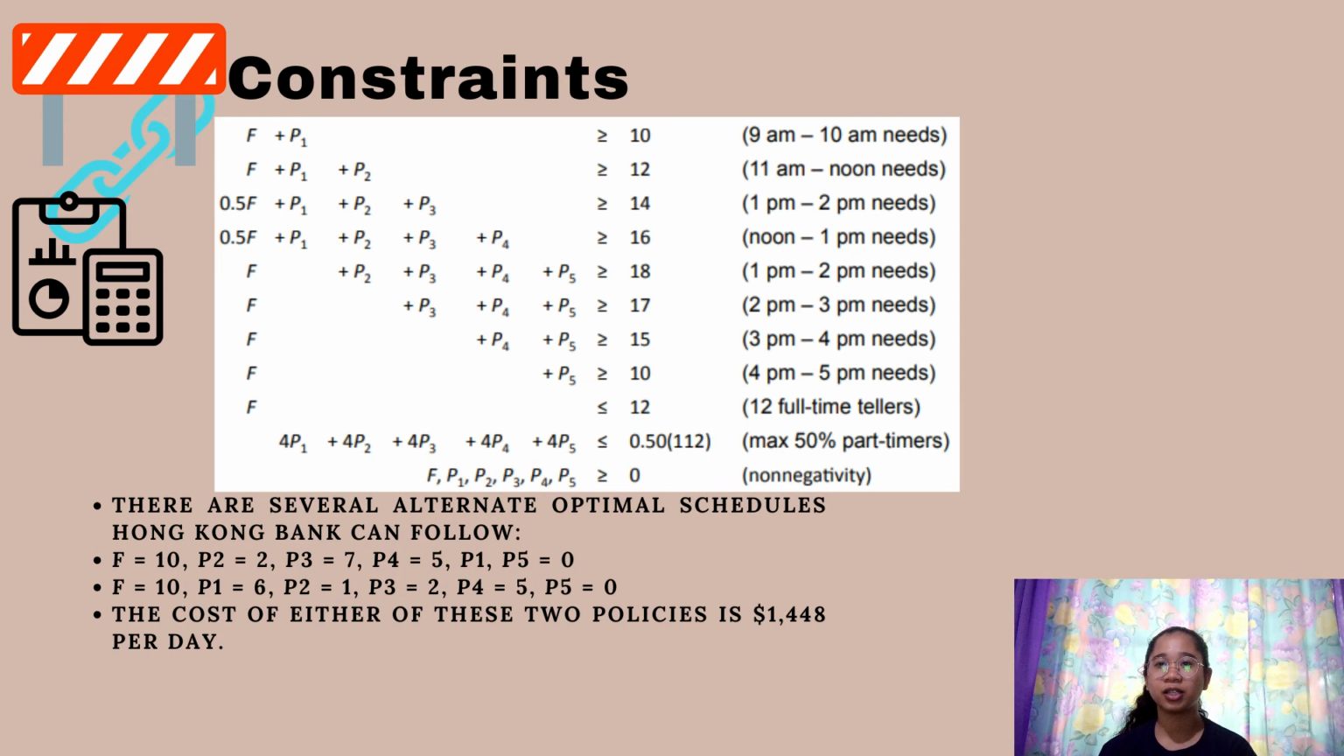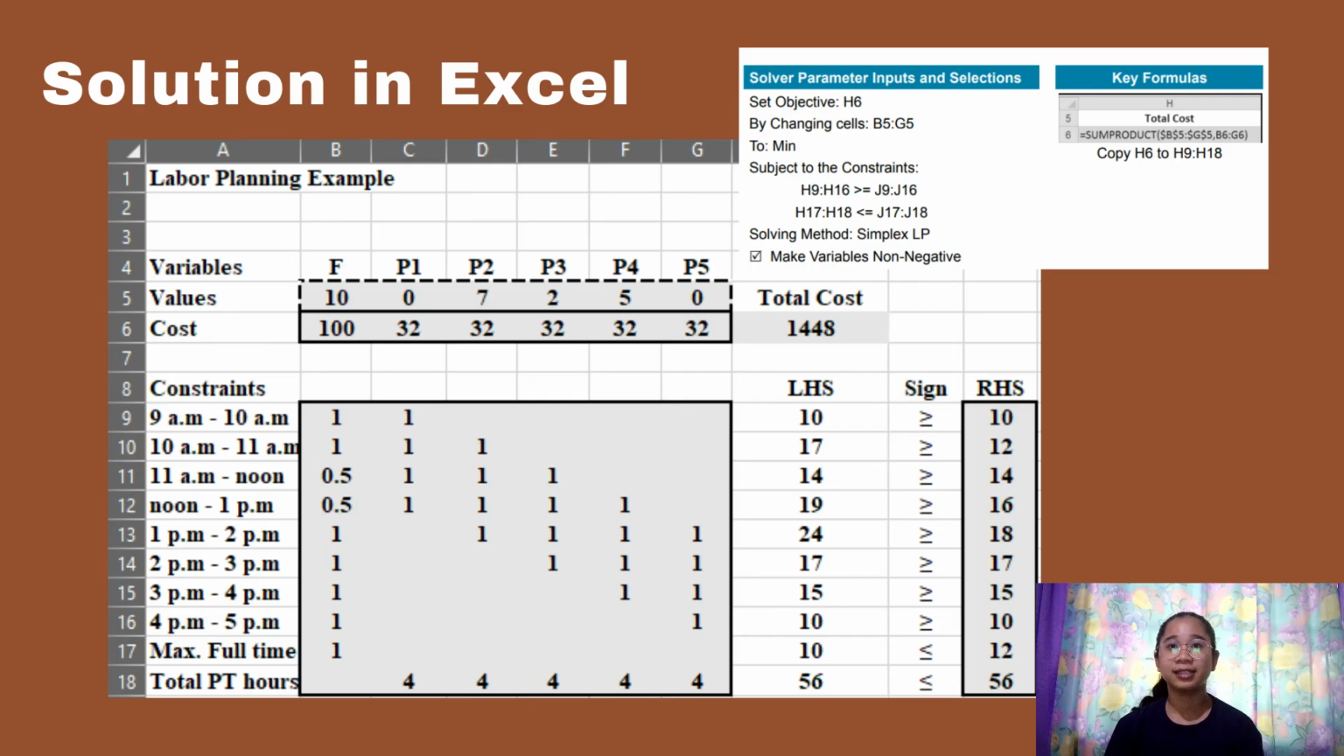These constraints are schedules of how many personnel, either full-time workers or part-time workers, should work within an hour. There are 2 optimal schedules for Hong Kong Bank to follow, but for this scenario, we will use the first schedule as an example. Here is the example solution in Excel for the labor planning schedule. As I said earlier, the variables are the workers or personnel who work full-time and part-time. Then the values are one of the optimal schedules, which is given by using the Excel solver.